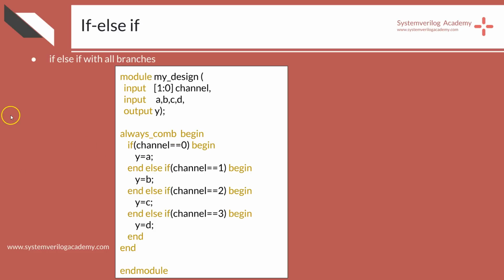If-else if statements. Next you will see the circuit inferred by an if-else if statement. Here the design module has 4 inputs named A, B, C, D, another 2-bit wide input named channel, and a single bit output Y. In the always_comb block, an if-else if statement is used. It is assigning Y with A if channel is 0, with B if channel is 1, and so on. This code will produce a 4-input multiplexer.